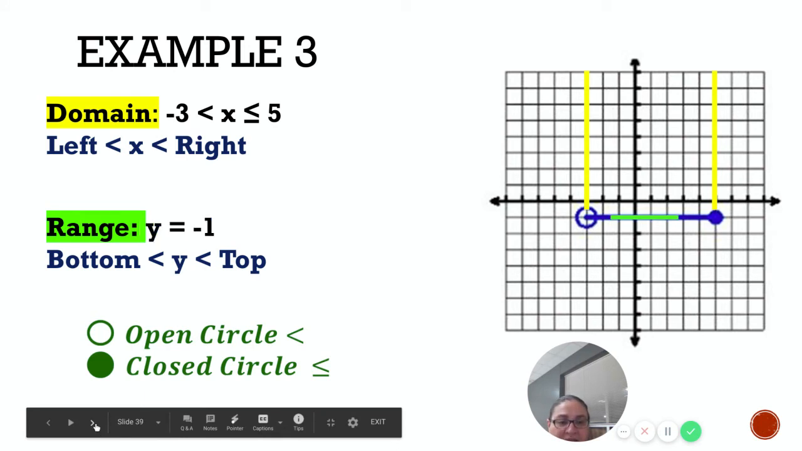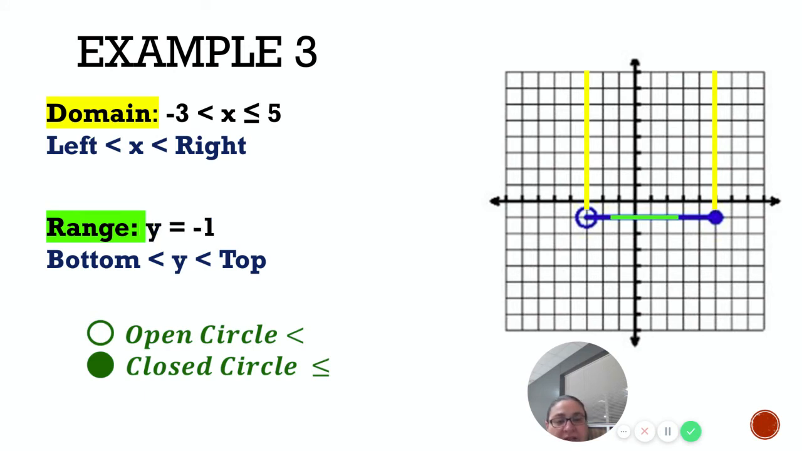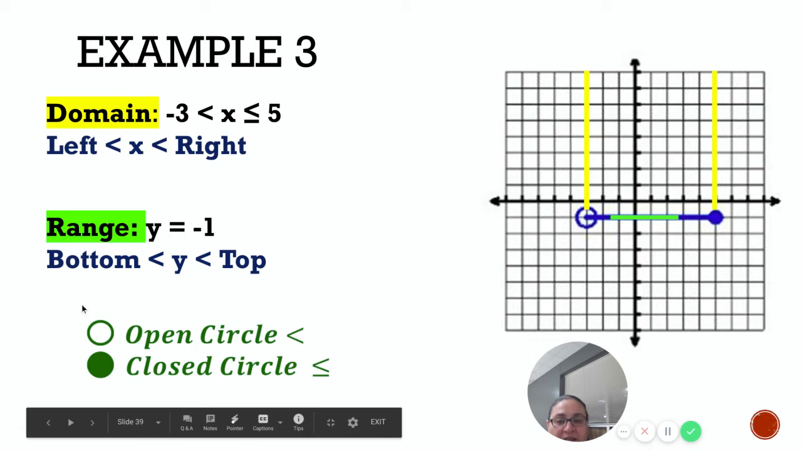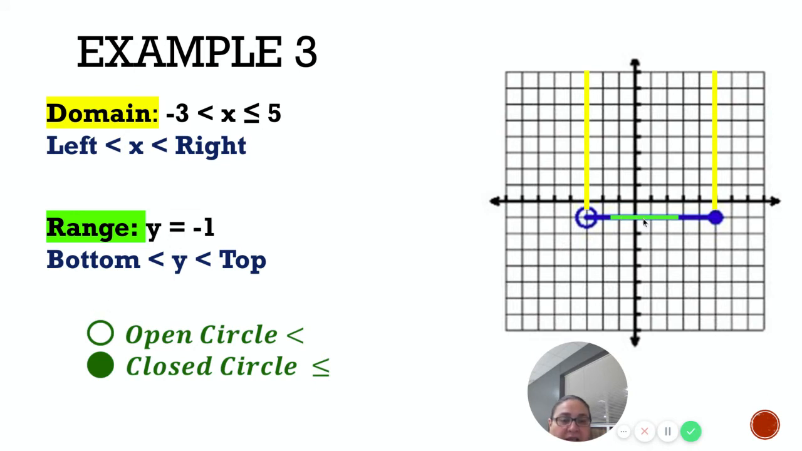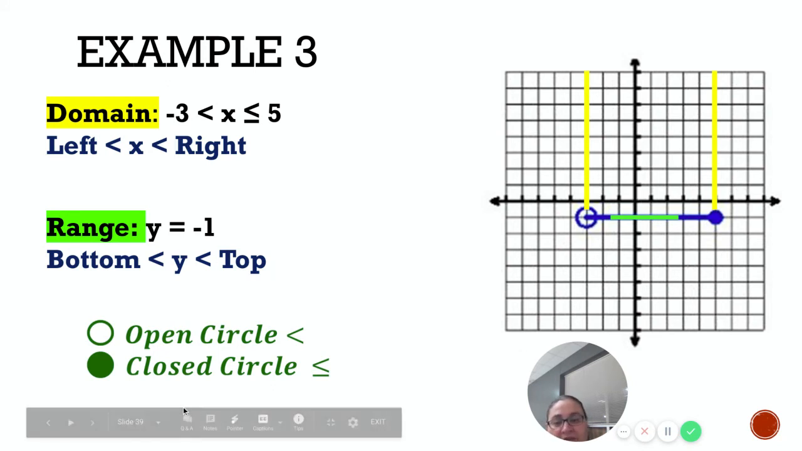Now on this one, it's bottom to top. But if you notice, it doesn't go up or down. It just stays at -1. So for my range, I simply put y equals -1. The reason I put y equals is because it's crossing the y-axis at -1. And it does not go up or down.